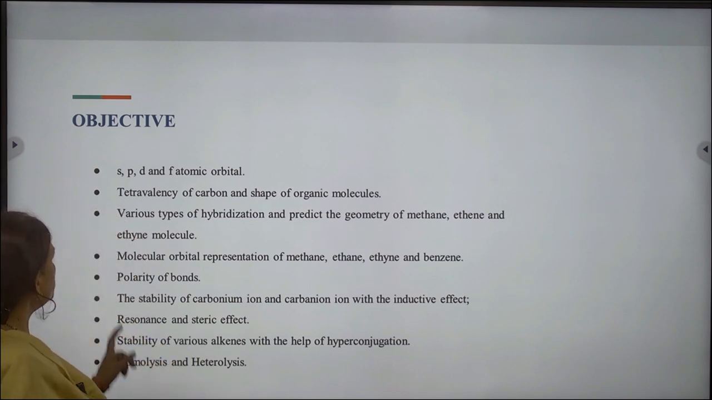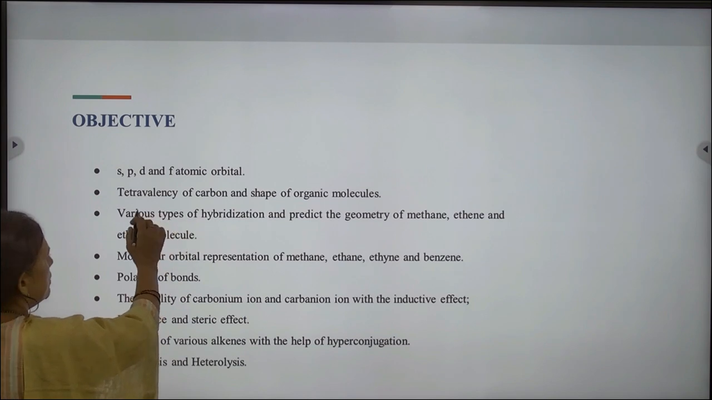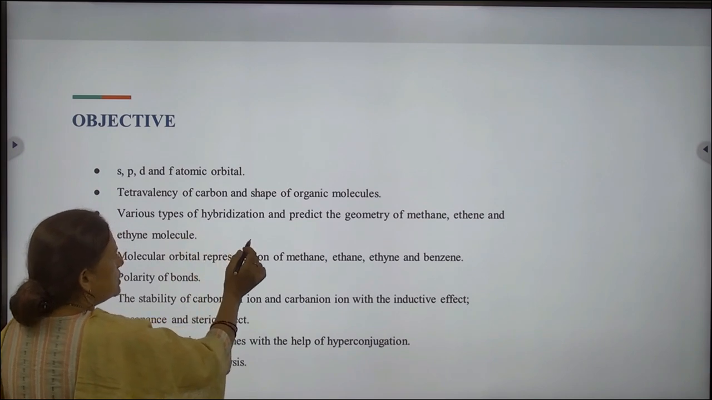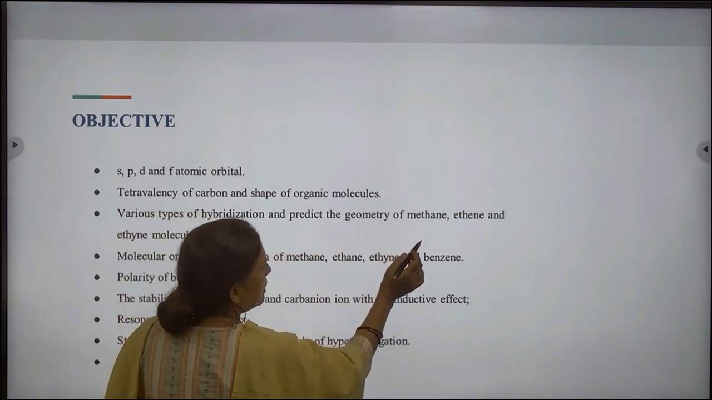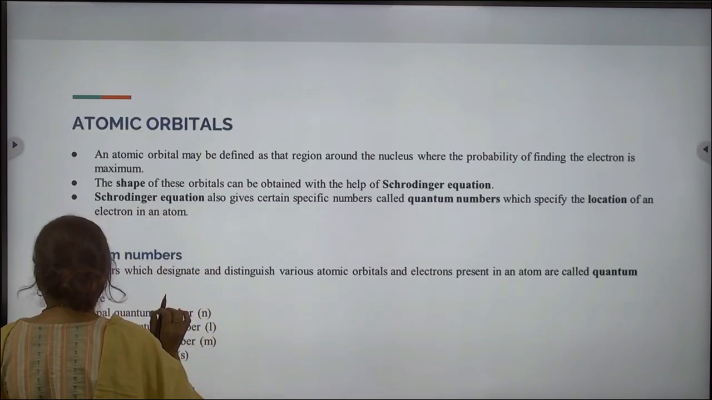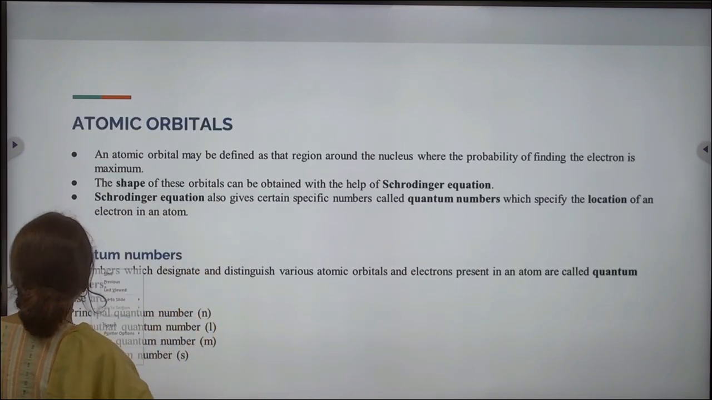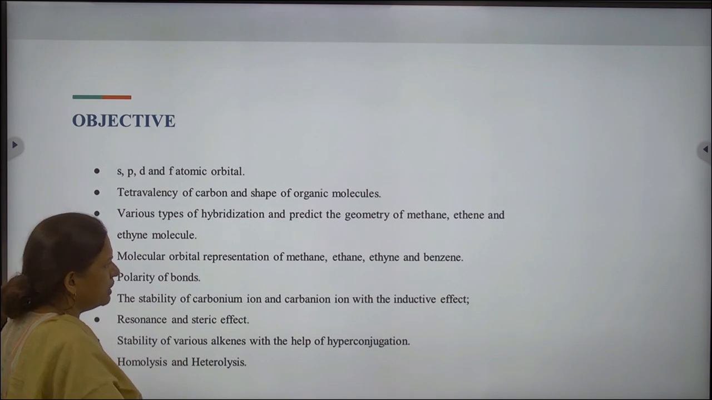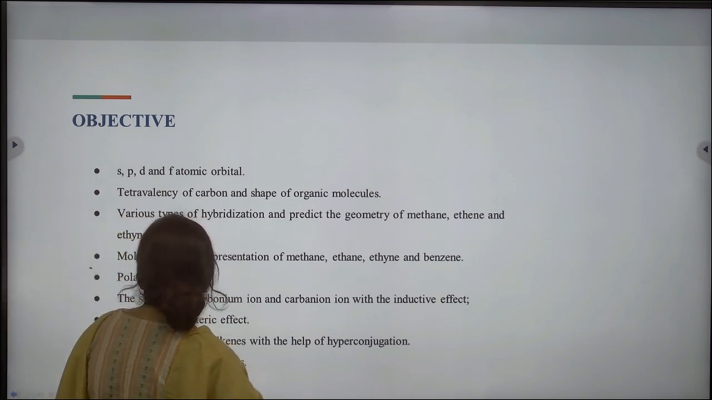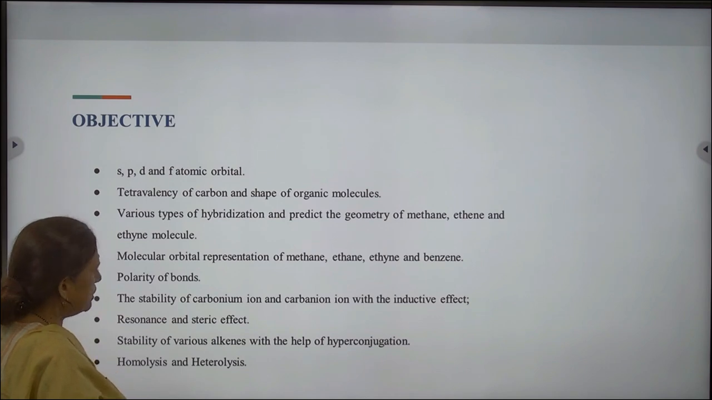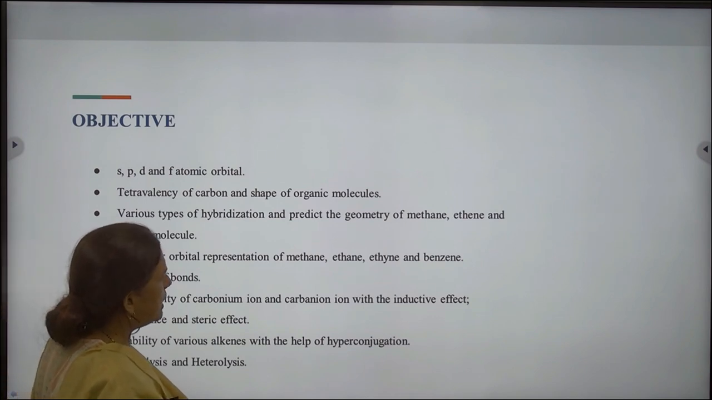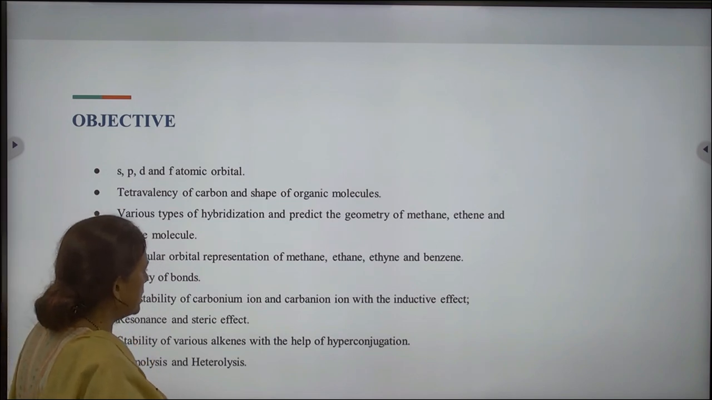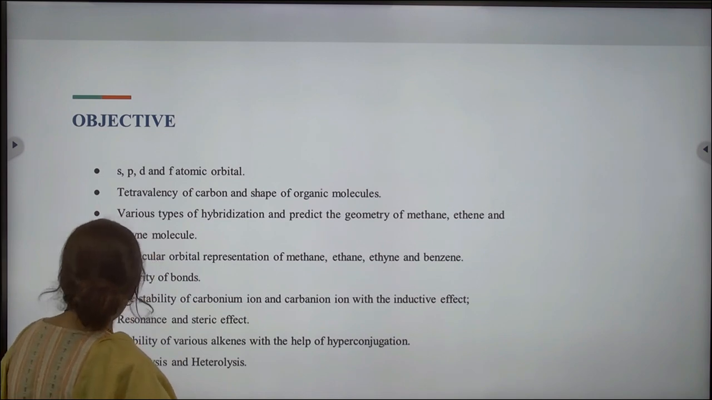Objective: s, p, d and f atomic orbitals, tetravalency of carbon and shape of organic molecules, various types of hybridization, and predicting the geometry of methane, ethene and ethyne molecules. Molecular orbital representation of methane, ethane, ethyne and benzene. Polarity of bonds. The stability of carbonium ion and carbanion with the inductive effect, resonance and steric effect. Stability of various alkenes with the help of hyperconjugation, homolysis and heterolysis.